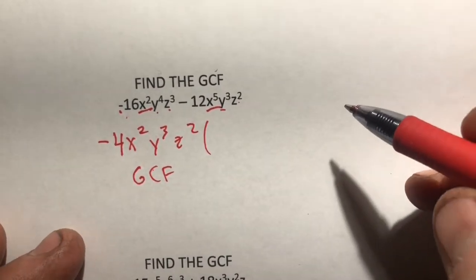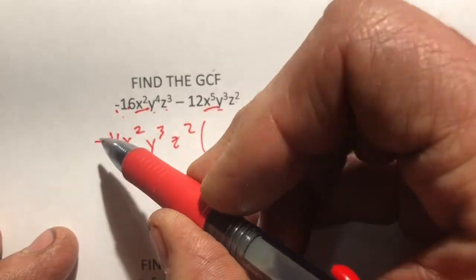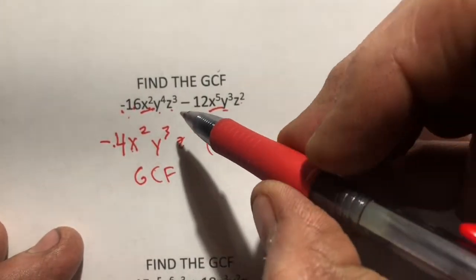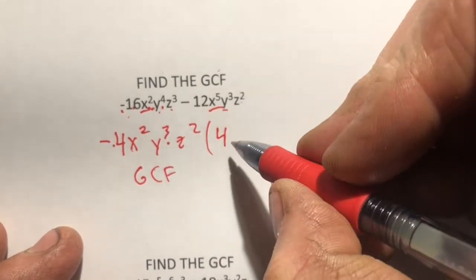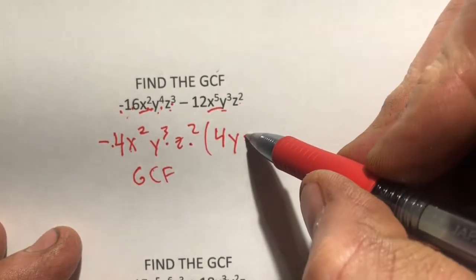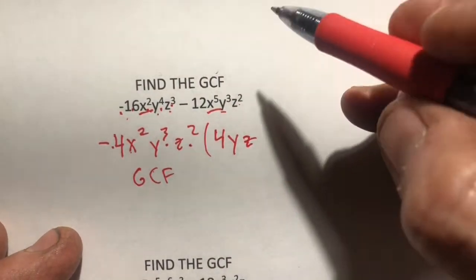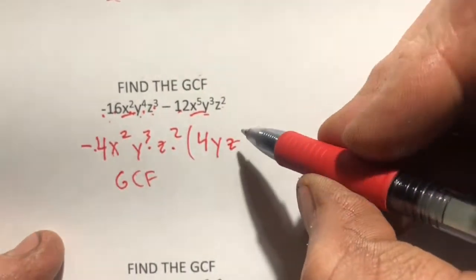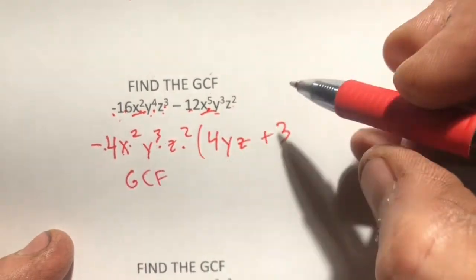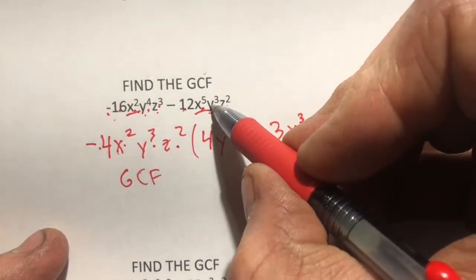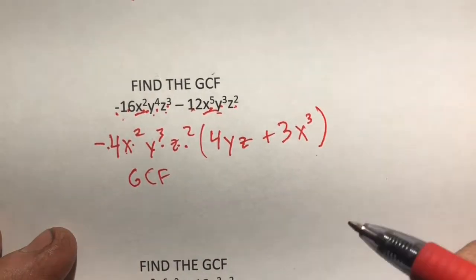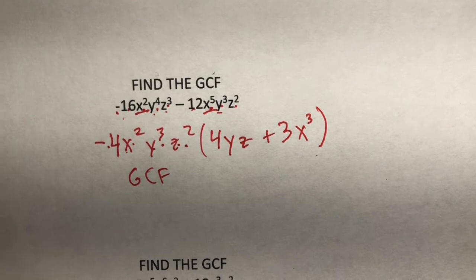Now factor it out. All right, so negative 16 divided by negative 4 is a positive 4. x squared, I'm dividing out x squared, so I have no x's. y^4, I'm dividing out y^3, which means I'm going to have a y left over. And then z^3 divided by z^2 is going to leave me a z left over. Now the next term, negative 12 divided by negative 4 is a positive 3. I have x^5, I'm dividing out 2 of them, so it's going to leave an x^3. y^3 divided by y^3 cancels out. And then z^2 and z^2, that cancels out. And so there you go. That's my greatest common factor factored out.